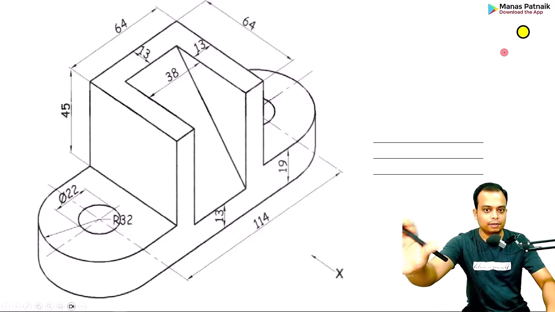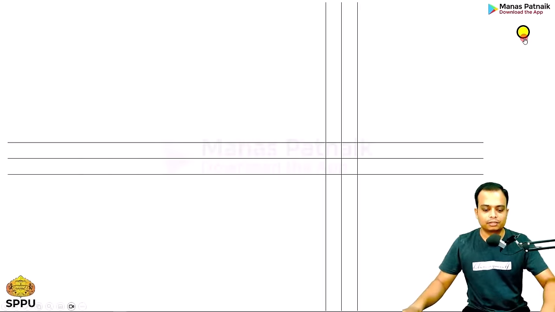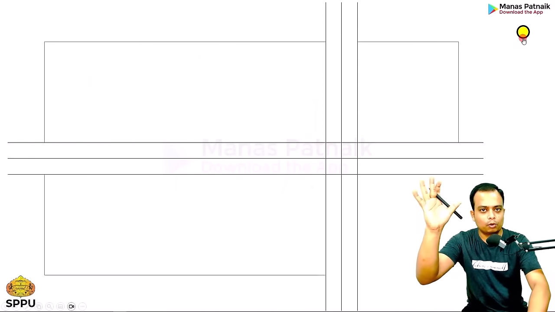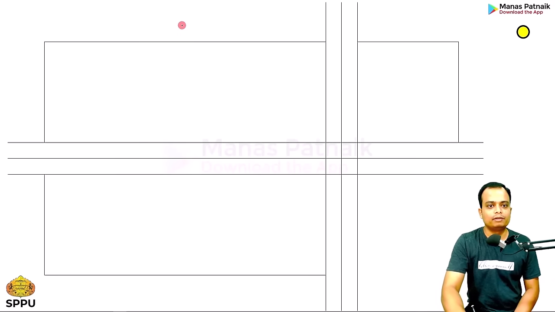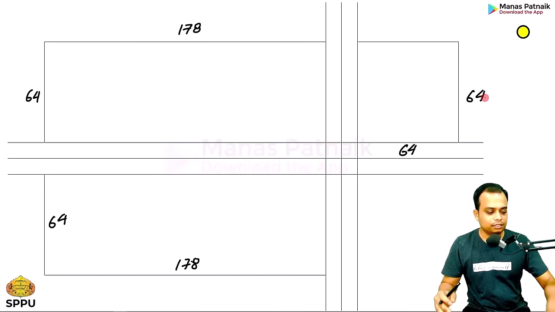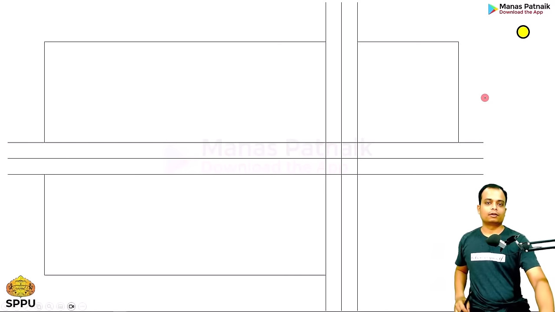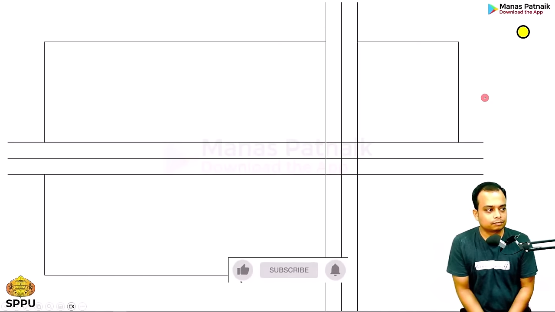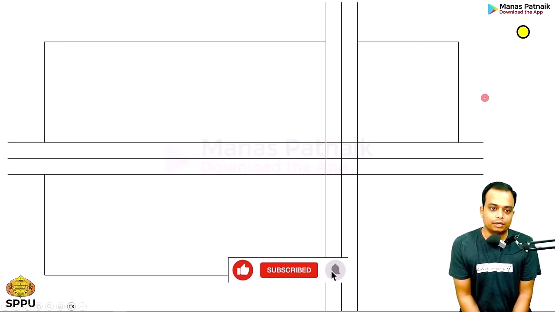Done. Okay, let me erase. Let me get back to business. Three rectangles in one go. Here it is. You know the dimensions. 178, 64, 178, 64, and in the side view, 64 by 64. Done. Okay. Nice. All right, sir. Now what?